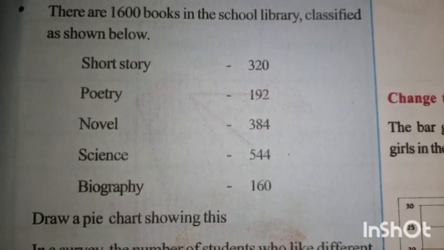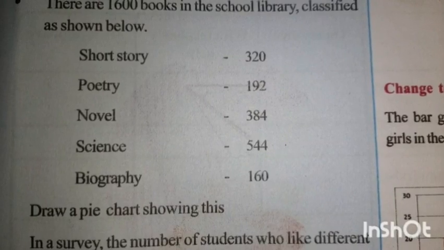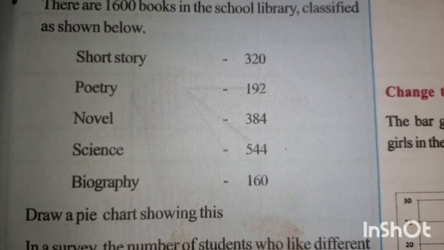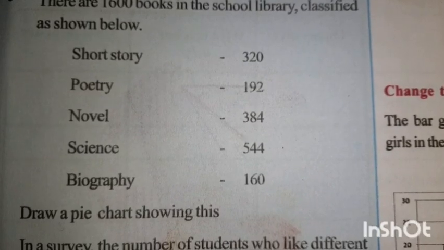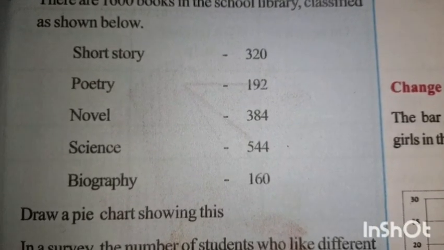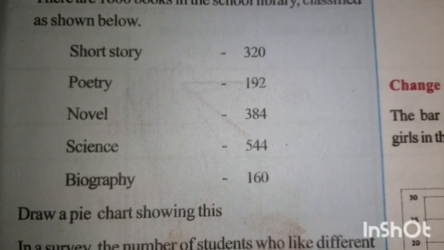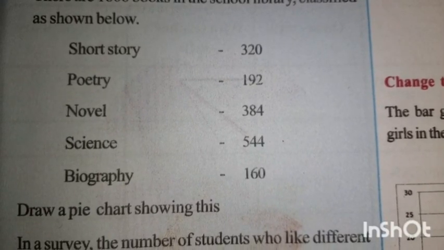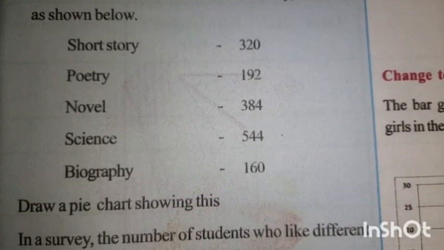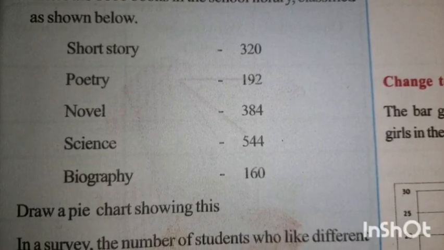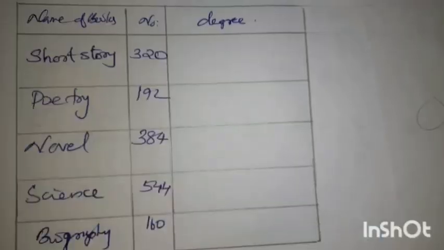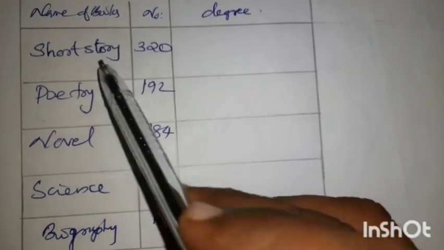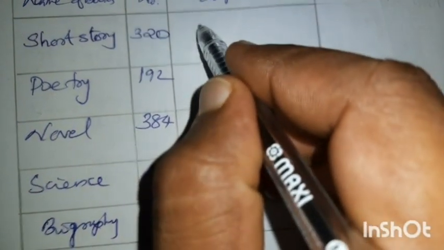There are 1600 books in the school library classified as follows: short story 320, poetry 192, novel 384, science 544, biography 160. Draw the pie chart showing this. You can make a table like this. Okay, short story 320 and how many degrees?